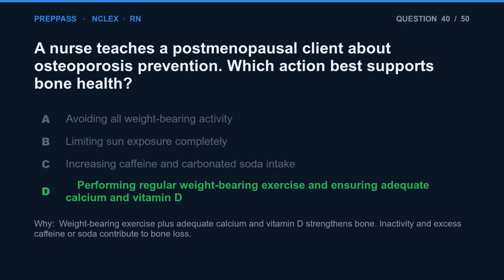The correct answer is D. Weight-bearing exercise plus adequate calcium and vitamin D strengthens bone. Inactivity and excess caffeine or soda contribute to bone loss.